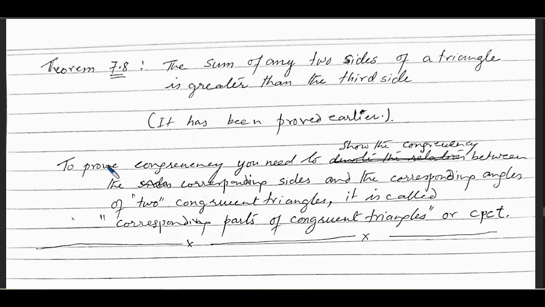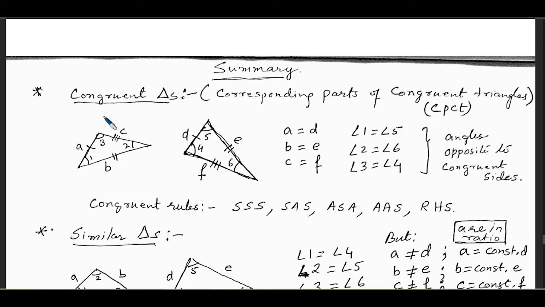Theorem 7.8. The sum of any two sides of a triangle is greater than the third side. That we have proved. So to prove congruency, you need to show the congruency between the corresponding sides and the corresponding angles of the two congruent triangles. It is called corresponding parts of congruent triangles, or CPCT, which I have mentioned earlier also. So now let us summarize what we have studied. Congruent triangles. This is called the corresponding part of congruent triangle, CPCT.